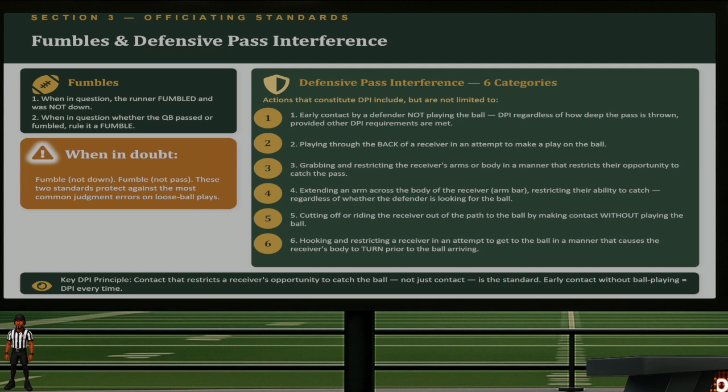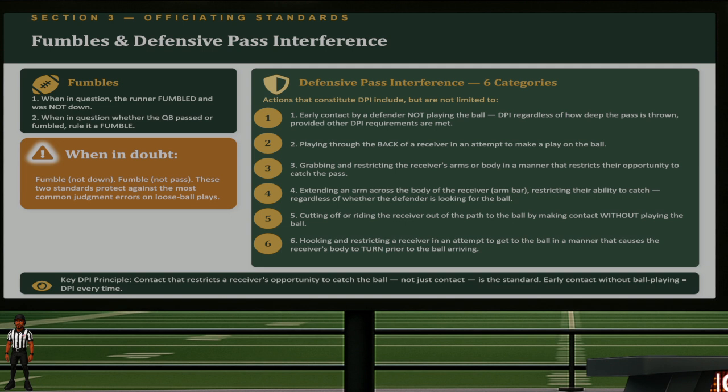Category 4. Extending an arm across the body of a receiver, an arm bar, restricting their ability to catch a pass. This applies regardless of whether the defender is looking for the ball. Category 5. Cutting off or riding the receiver out of the path to the ball by making contact without playing the ball. Category 6. Hooking and restricting a receiver in an attempt to get to the ball in a manner that causes the receiver's body to turn prior to the ball arriving.